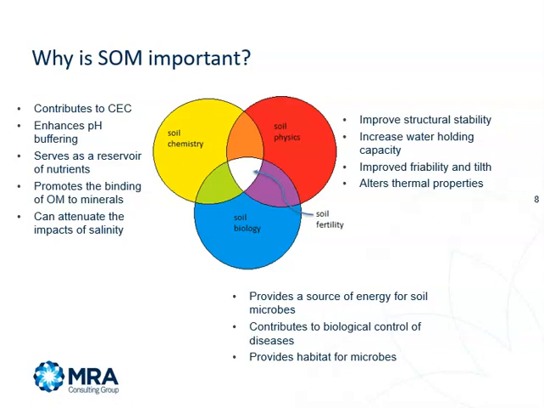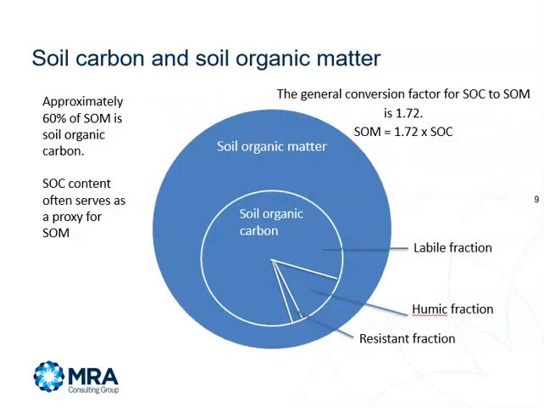In regards to soil physics, soil carbon can improve structural stability, increase water holding capacity, improve friability and tilth, and alter thermal properties of the soil. Biologically, soil carbon provides a source of energy for soil microbes, contributes to biological control of diseases, and provides a habitat for microbes. Soil organic matter contains soil organic carbon. SOC is made up of fractions with different degrees of stability or availability.